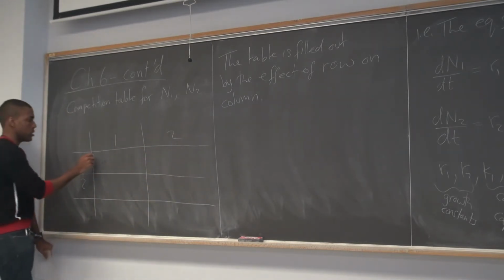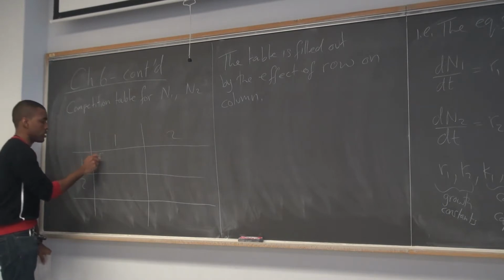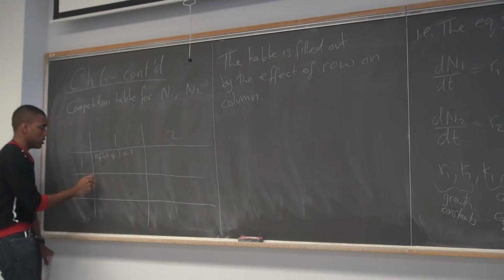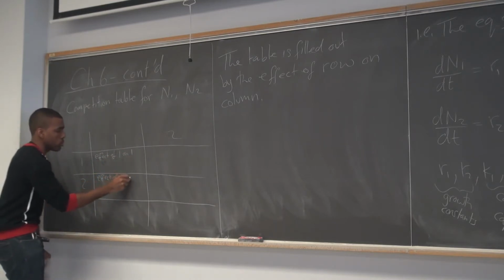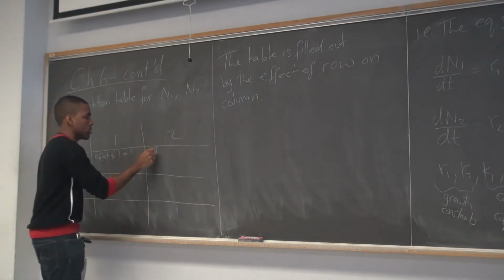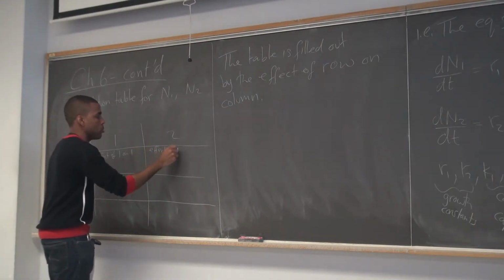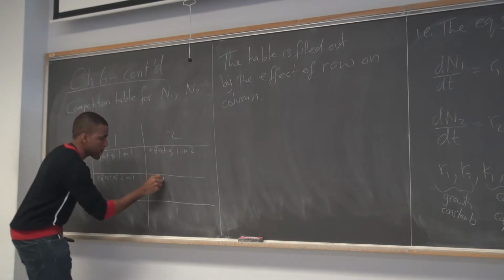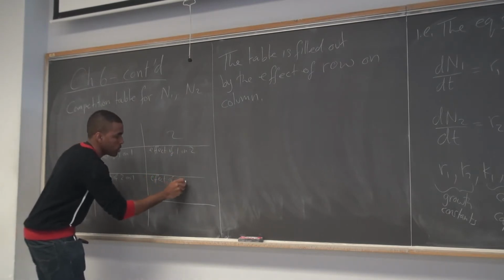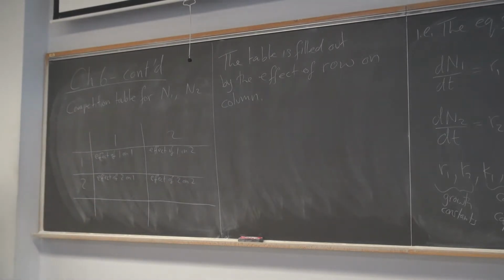So this is effect of 1 on 1. This is effect of 2 on 1. This is effect of 1 on 2. This is effect of 2 on 2. Okay, so that's how we're looking at it. Effect of row on column.